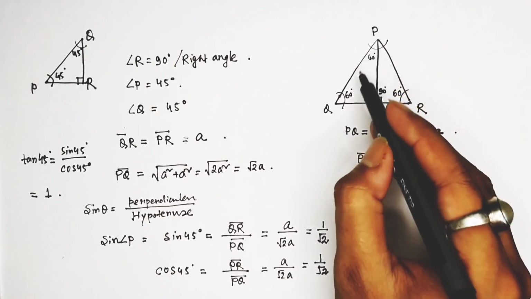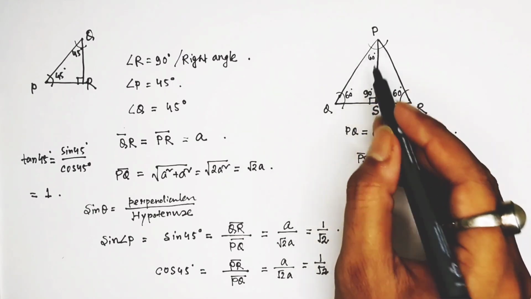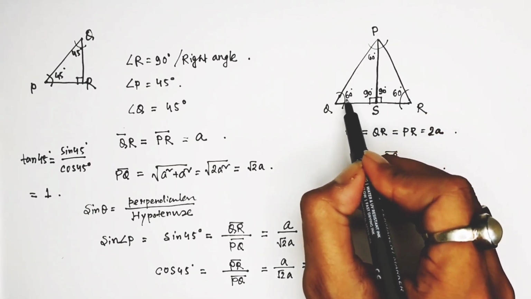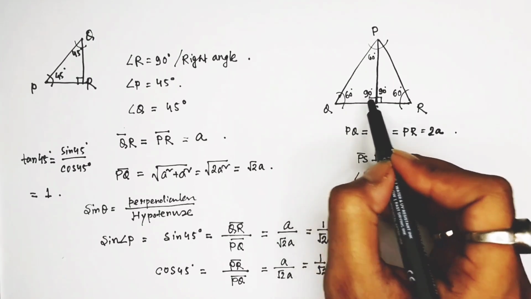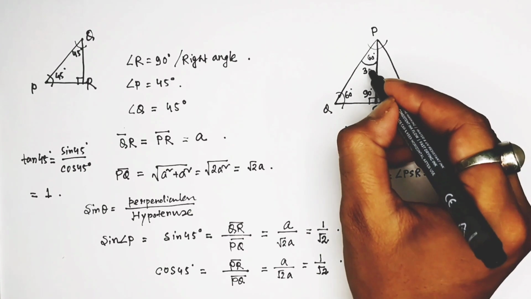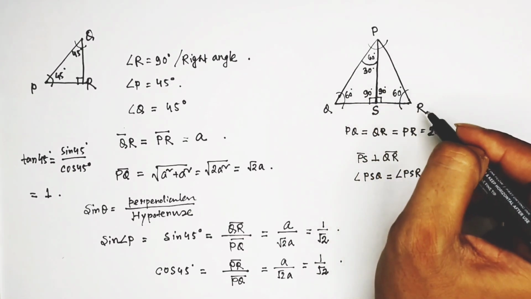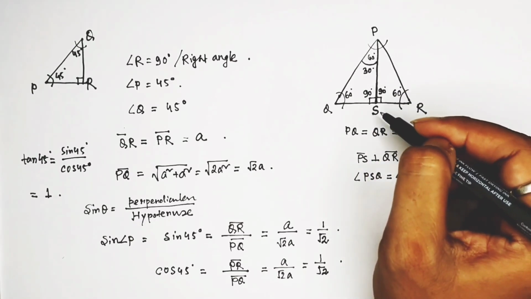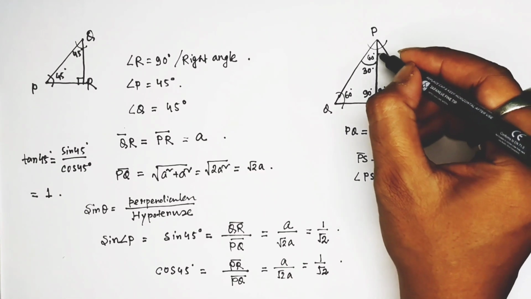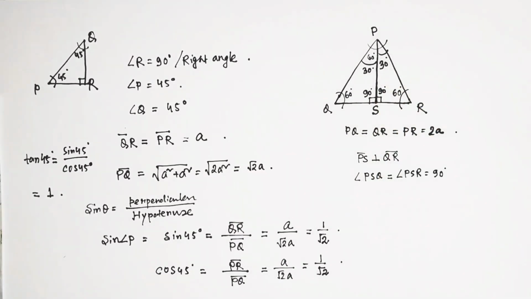So from this triangle PQS, we can see that angle QPS is 180 minus (90 plus 60), that is 180 minus 150, so angle QPS is 30 degrees. Similarly, from triangle PSR, we can see that angle SPR is also 30 degrees.